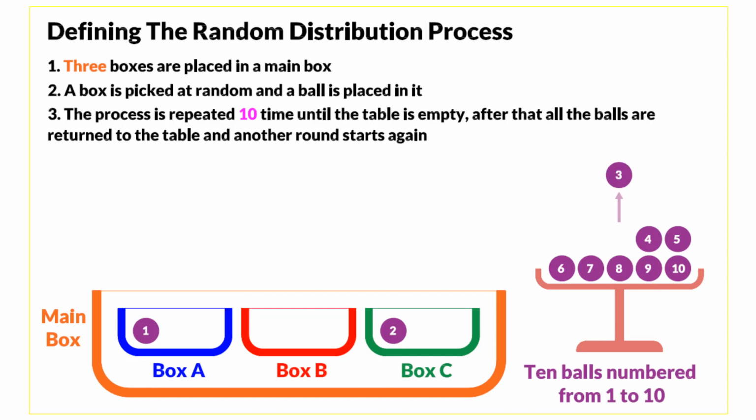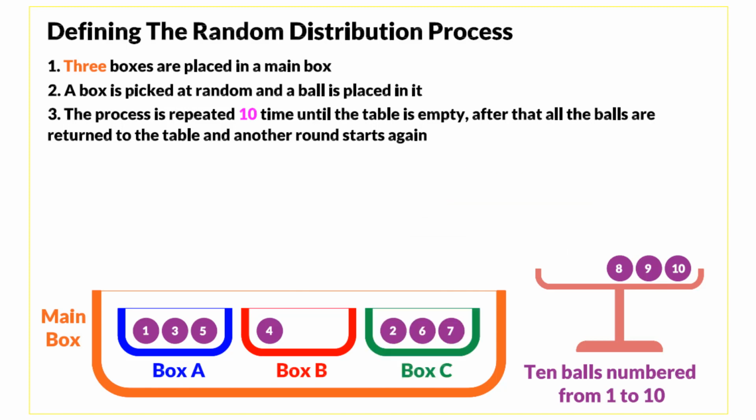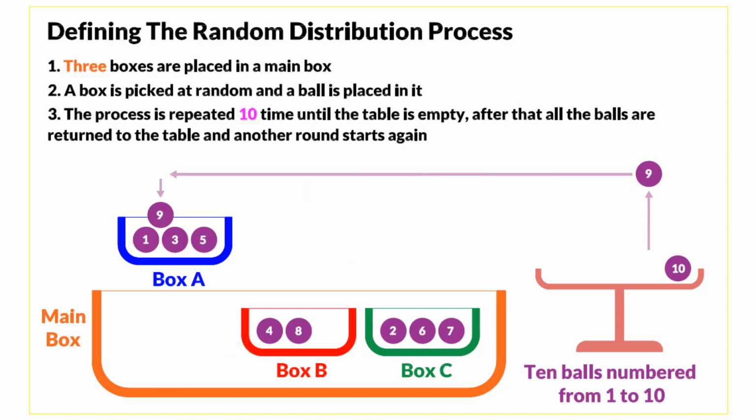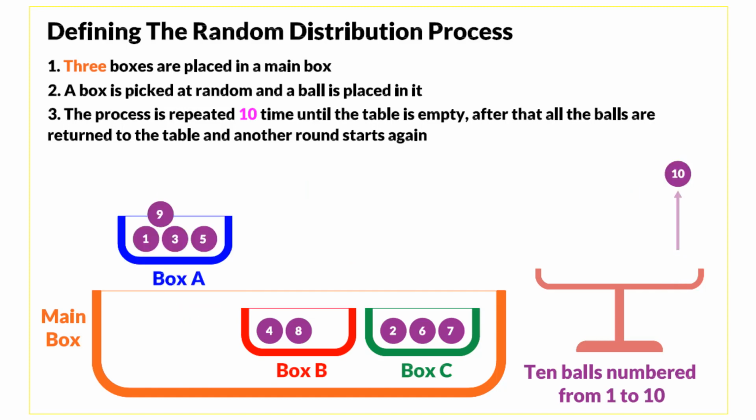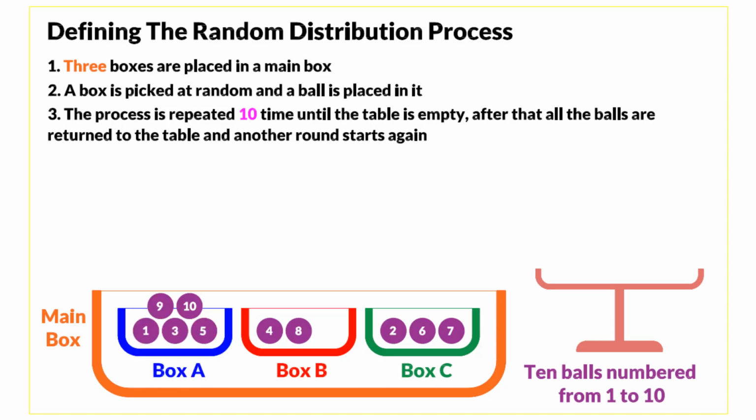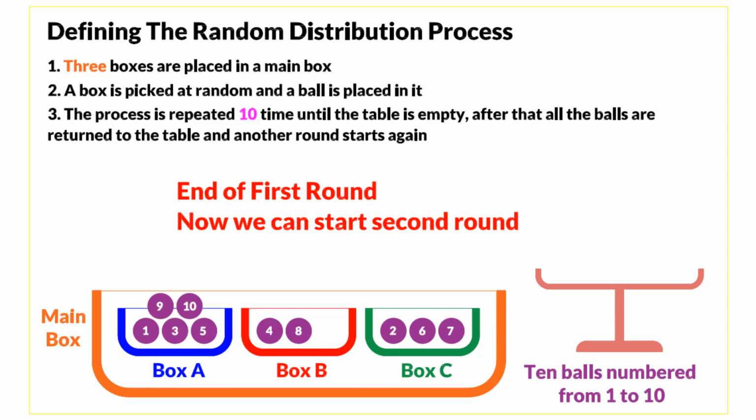We repeat this process 10 times until we place all these balls into the 3 boxes randomly. Now we finished, and this is the end of the first round. Now we can start the second round by placing these balls from 1 to 10 here and repeating the same process 10 times.